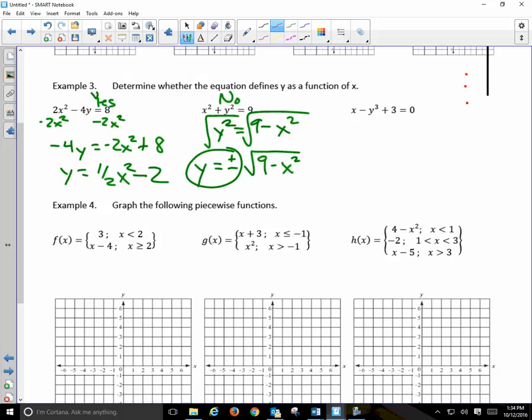All right? Don't worry too much about that. Just want you to see that this was definitely not a function due to the x squared and the y squared. That's kind of the tipping point. The last one is yes.